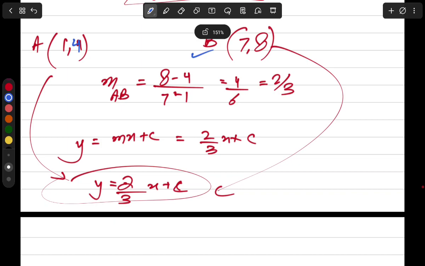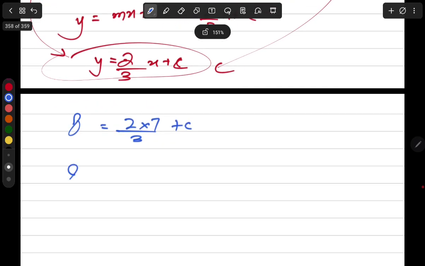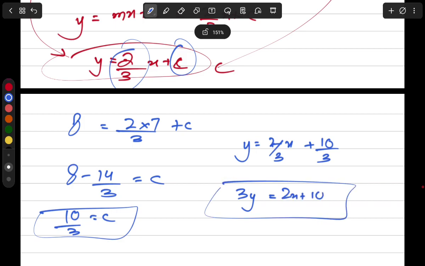So let's put in point B here, 7 comma 8. So y is 8, x is 7, so 8 equals 2 times 7 upon 3 plus c. So this is going to become 8 minus 14 upon 3 is equal to c, or 10 upon 3 is equal to c. So we are going to say that y equals 2 upon 3 x, which was from here, and now we do have the value for c as well, so plus 10 upon 3. So this is the actual form of the equation. You can leave the answer here, or you can simplify it to 3y equals 2x plus 10. That is exactly the same.